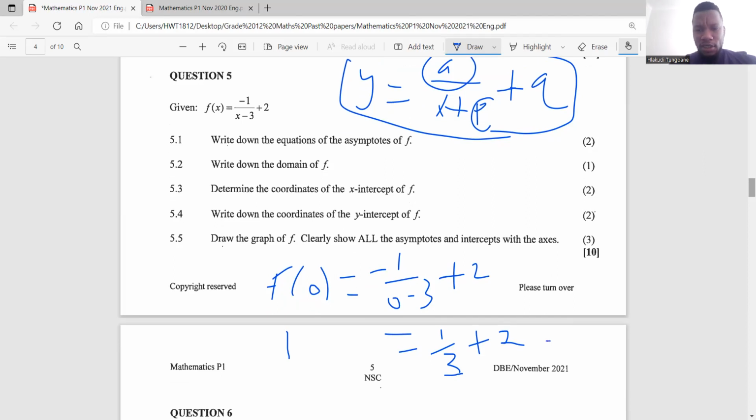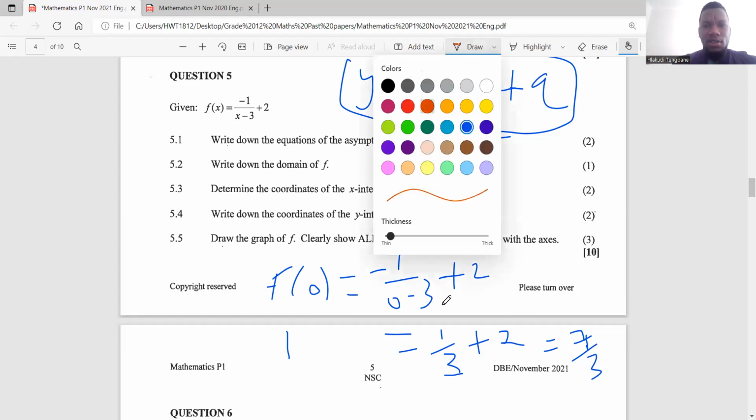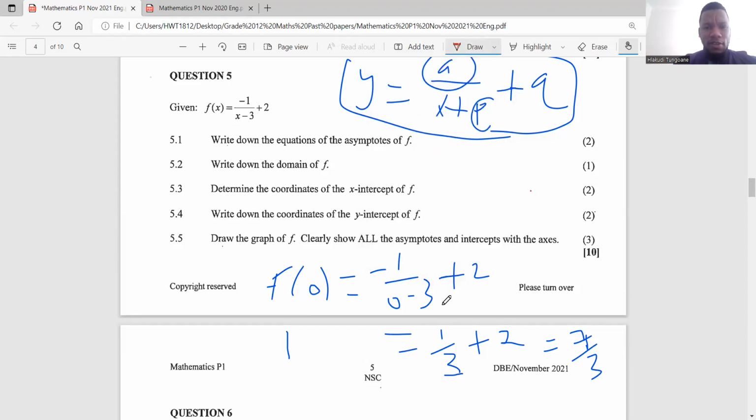So this is the same as 7 over 3 essentially. Because you just multiply the 2 by 3 over 3, that gives you 6, then plus 1, that gives 7 over 3. Which means your intercept is going to be 0 and 7 over 3, right?